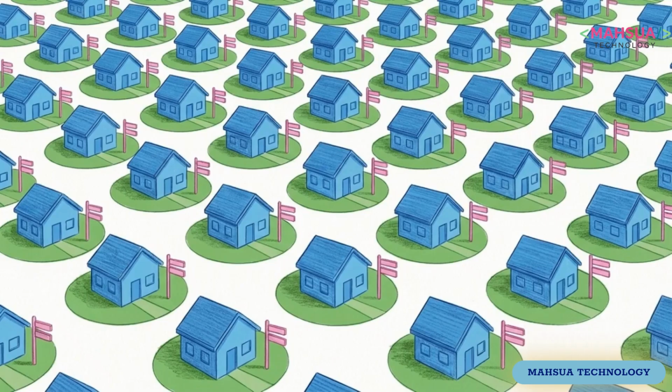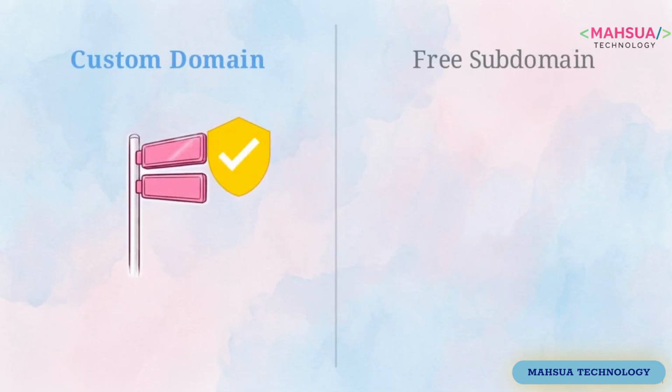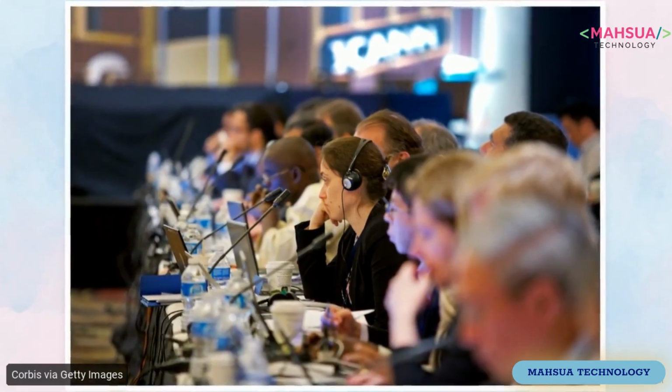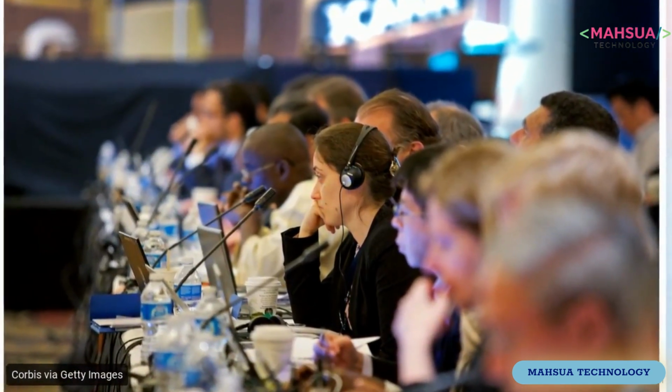Zooming out, the entire internet is essentially a vast, highly organized digital neighborhood made up of these interconnected addresses and houses. Securing your own custom domain name allows you to build a professional brand identity, creating credibility and trust that you simply don't get borrowing a free subdomain from another platform. To keep this massive neighborhood functioning without any duplicate addresses or routing errors, the naming rules and policies are constantly overseen by global administrative organizations.